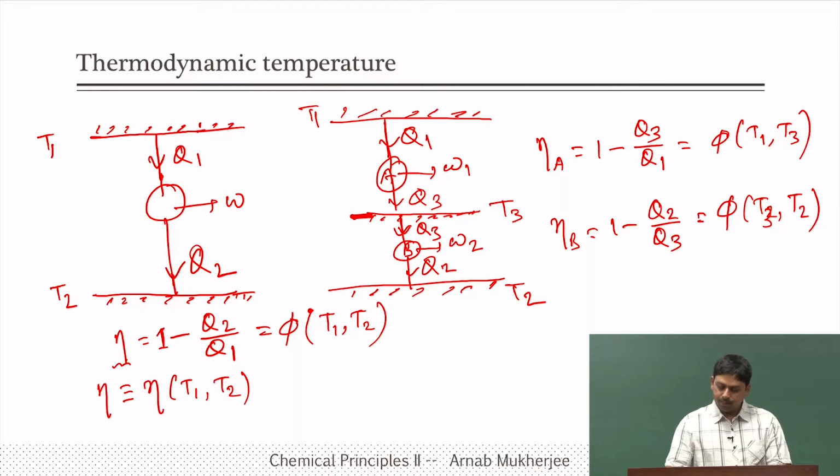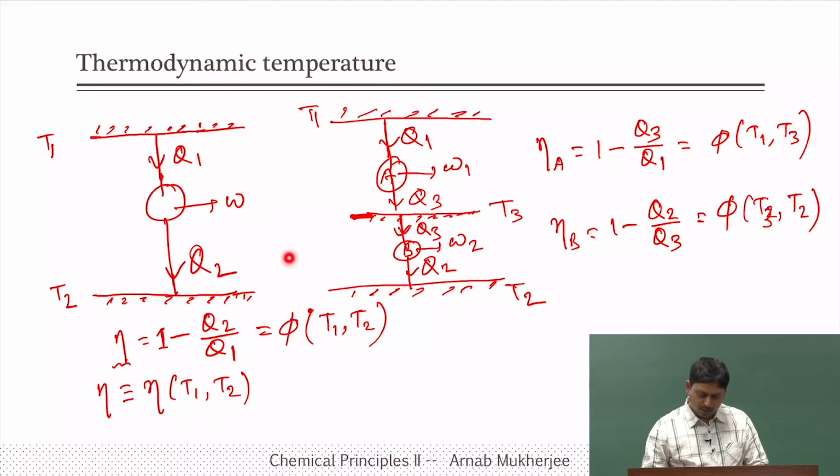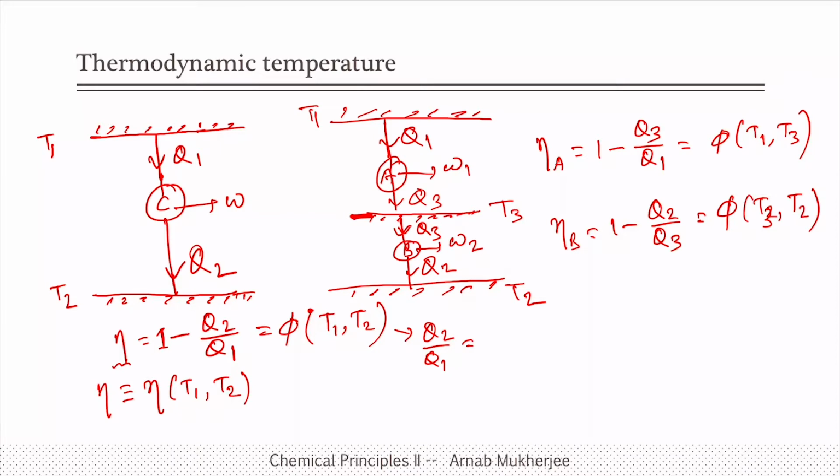So, now you see, if I consider the initial and final temperatures, then the efficiency of this engine, let us call it C, will be the same as the combined efficiency of the right hand side engine. Okay. So, now if I rearrange this particular equation a little bit, then what I get is that Q2 by Q1 is equal to 1 minus phi T1 T2.